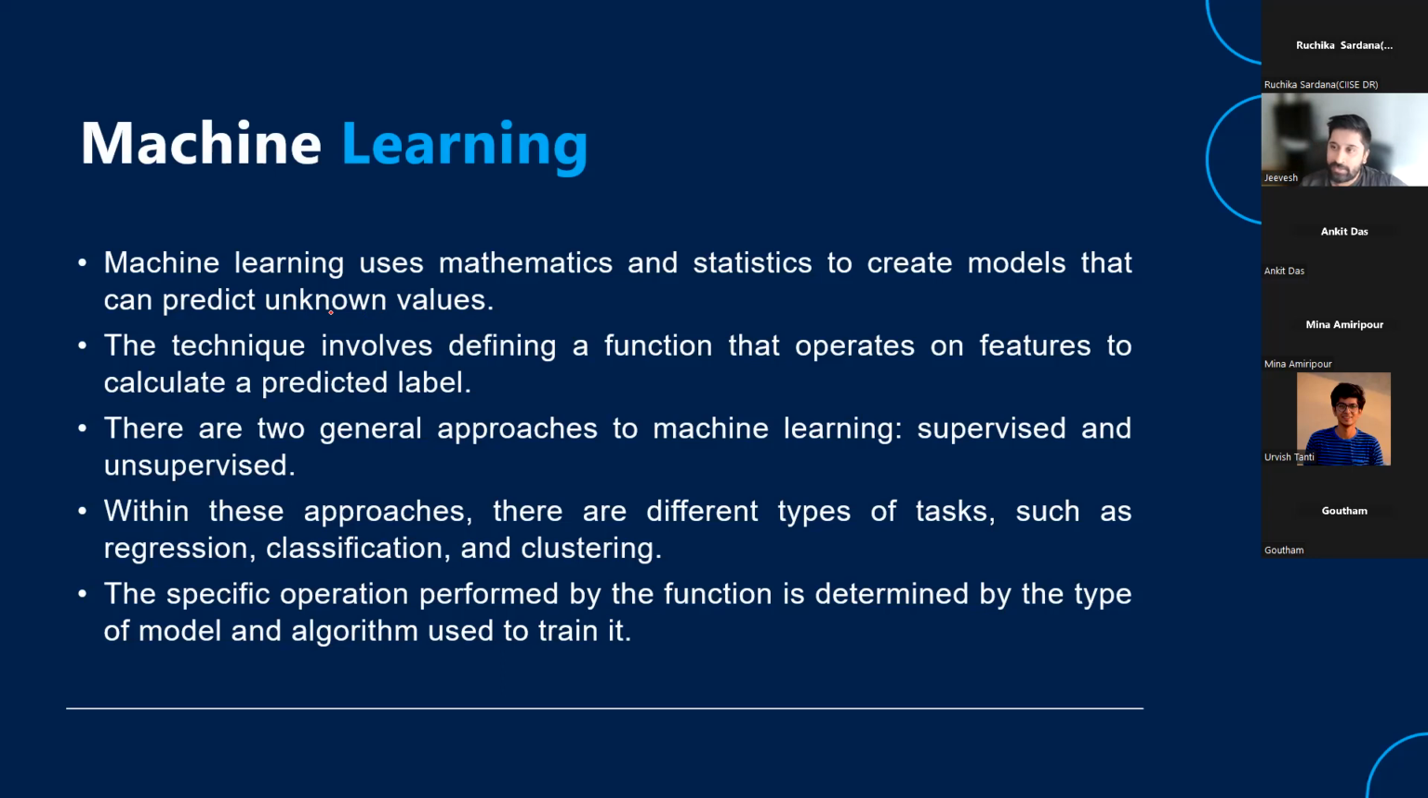So considering multiple factors and then coming to a conclusion is what machine learning does. It uses statistics and maths. So stats is the values and maths is the calculation that it does, and it comes to a conclusion. The technique involves defining a function that operates on features to calculate a predicted label. So this is like, what is the probability? Now, once I do the practical again that I was showing before the break, it's going to make a lot of sense for all of us now.